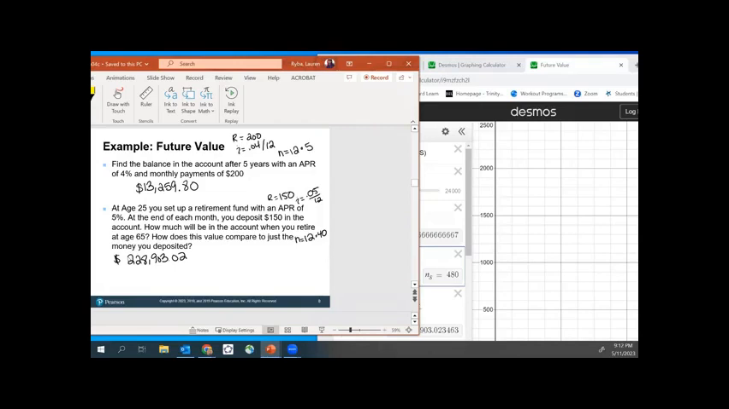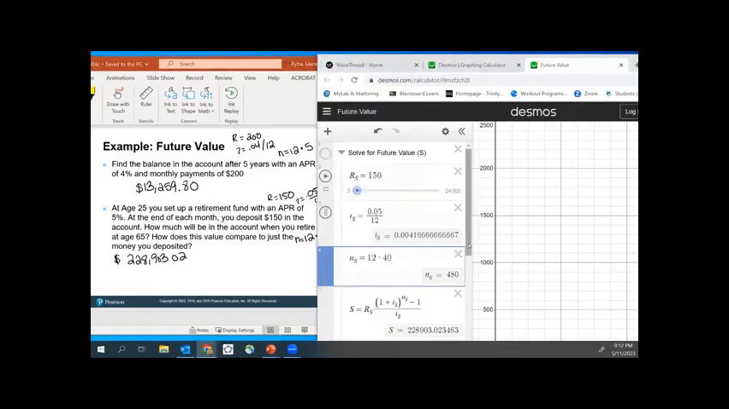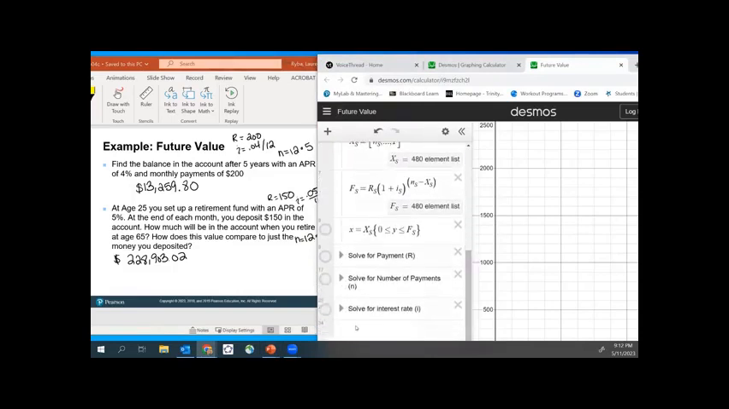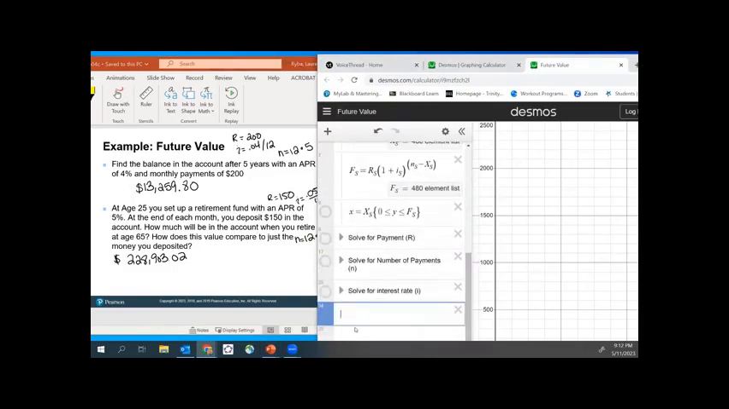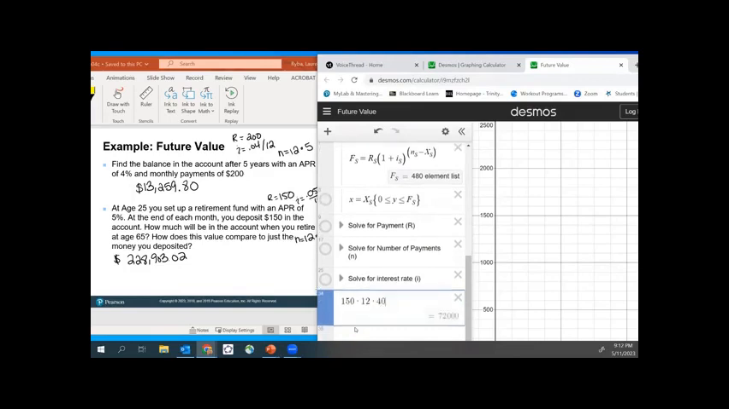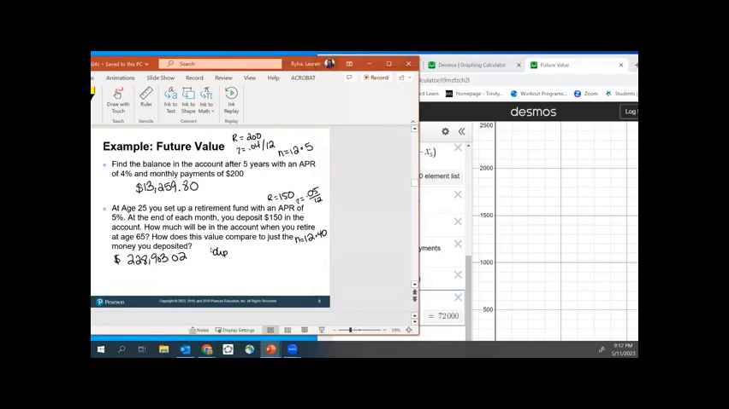So the question says, then, the second part, how does this value compare to just the money you deposited? Well, let's look at that for a minute. I'm going to go down to the bottom here, into an empty box. We deposit $150 12 times a year for a total of 40 years. The amount of money that you put into the account is $72,000. So our deposit total is $72,000.